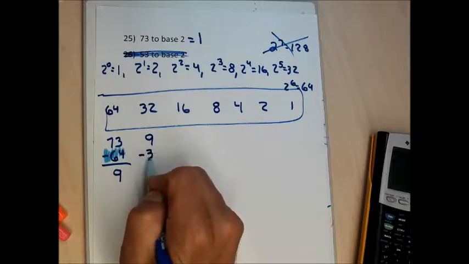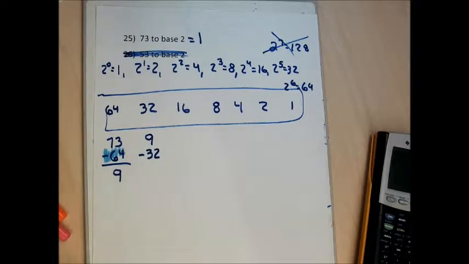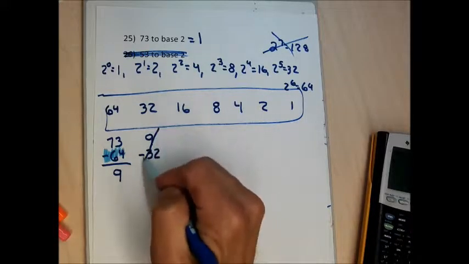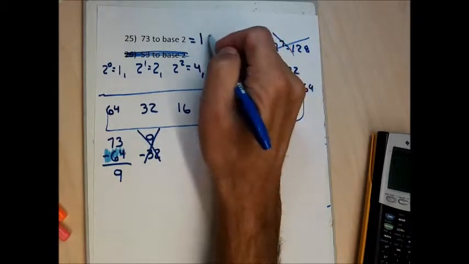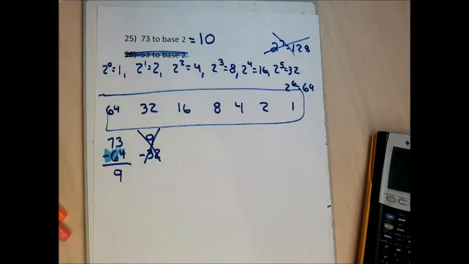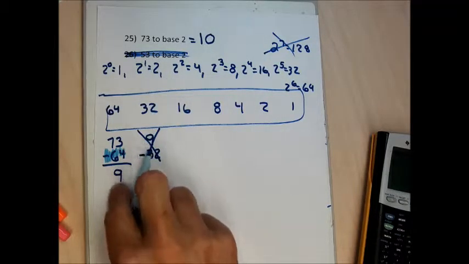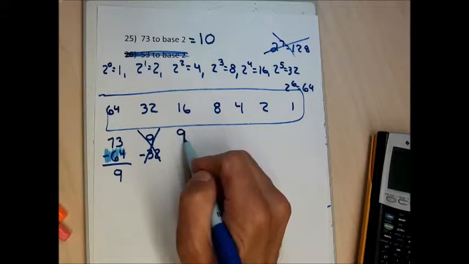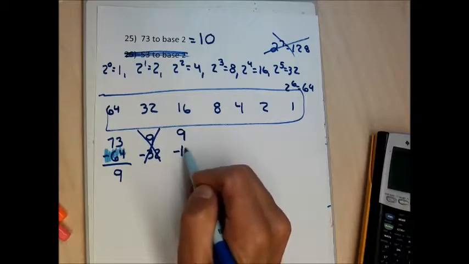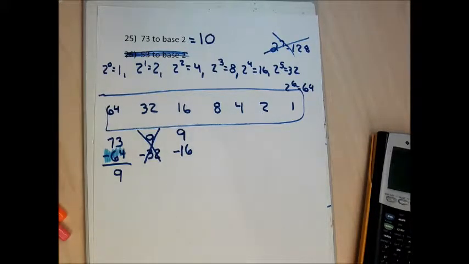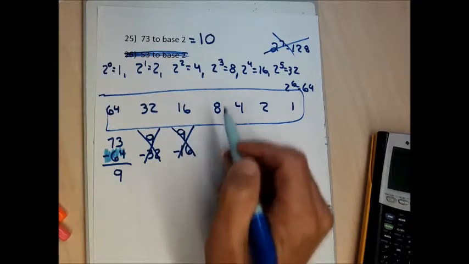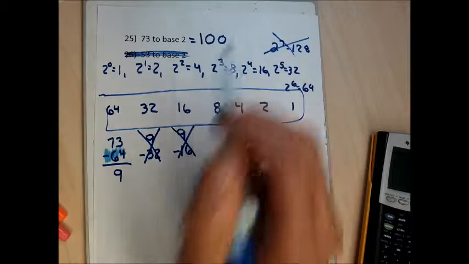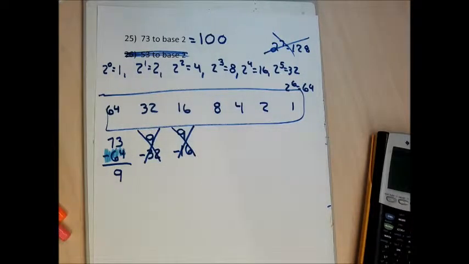I'd like to subtract 32, but 9 minus 32 gives me a negative. I'm going to put a cross there because I'm not allowed to subtract 32. I'm not allowed to go negative. The next number in my answer is going to be a 0 because I wasn't allowed to subtract 32. I'm going to carry this remainder of 9 over to the next column where I'd like to subtract 16. But 9 minus 16 gives me a negative. I'm not allowed to get negatives. I'm going to cross this out and put another 0 in my answer because I wasn't able to subtract 16.